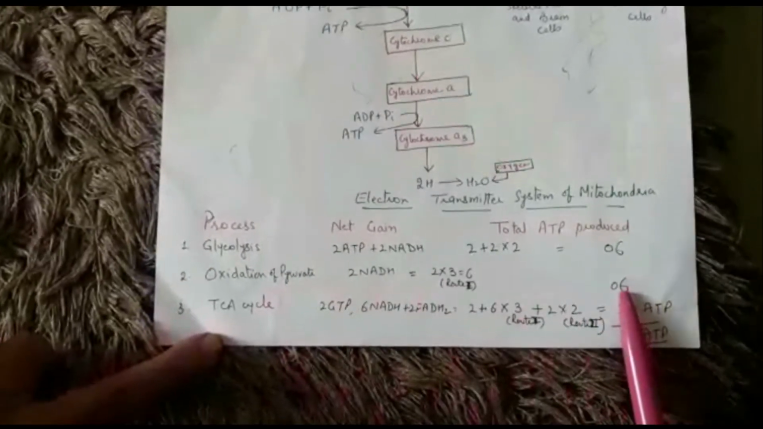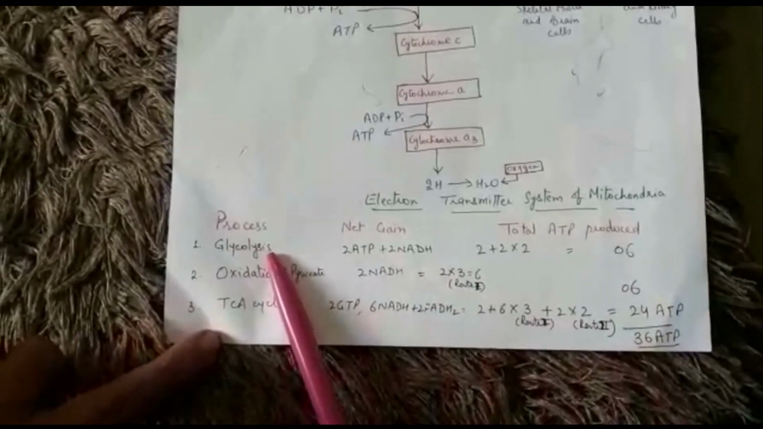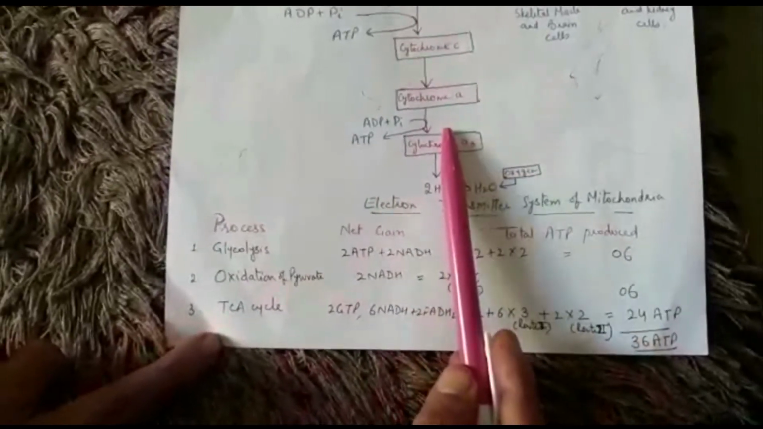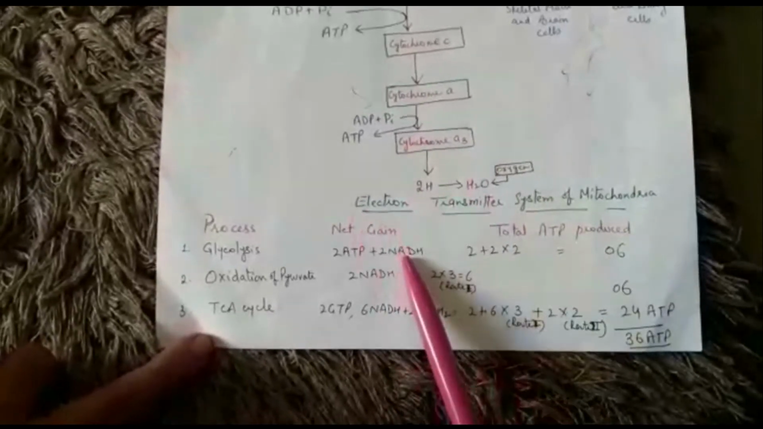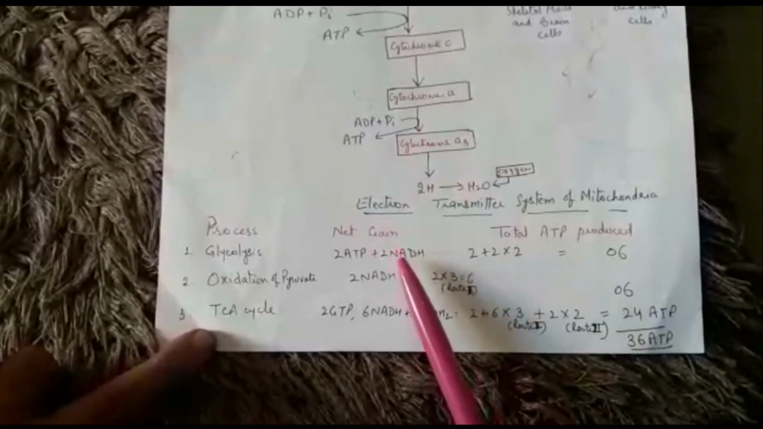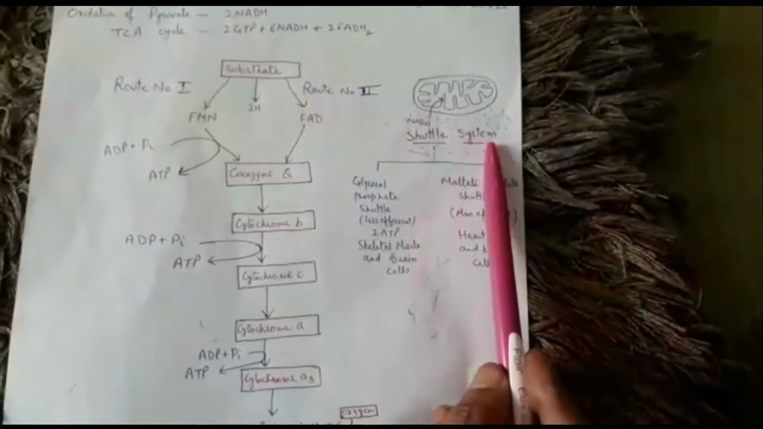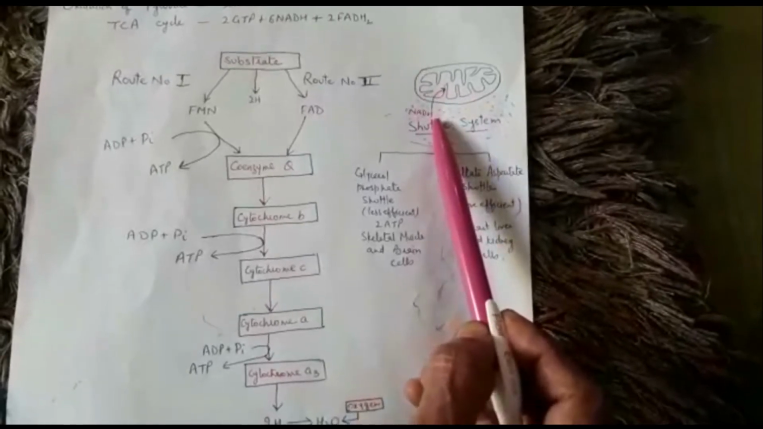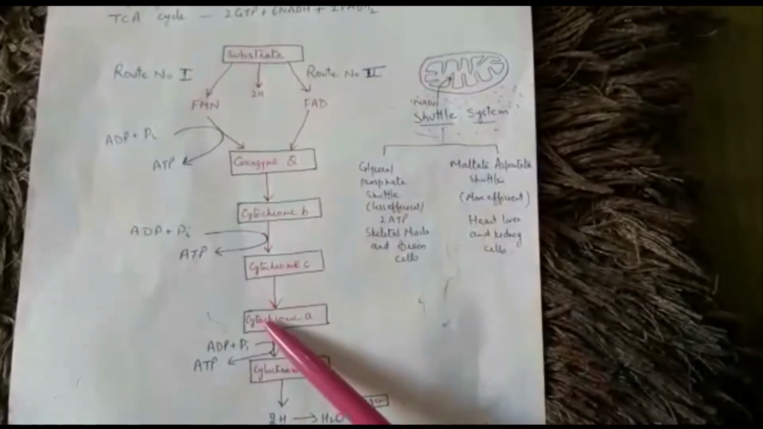Oxidation of pyruvate gives us 6 ATP. But what about glycolysis? Glycolysis occurs in the cytoplasm, whereas the electron transport chain is present in mitochondria, and the membrane of mitochondria is impermeable to NADH. So what happens? For the passage of the electrons of these 2 NADH, which are formed in the cytoplasm, there is a system known as the shuttle system. This shuttle system picks up electrons from NADH of the cytoplasm and transfers them to the electron transport chain.